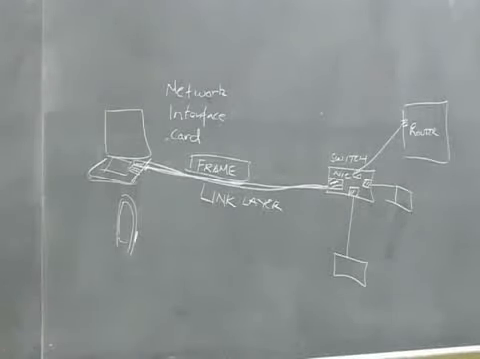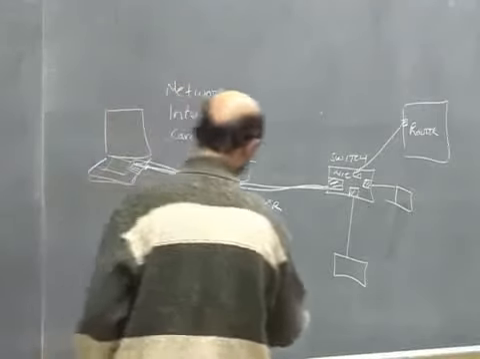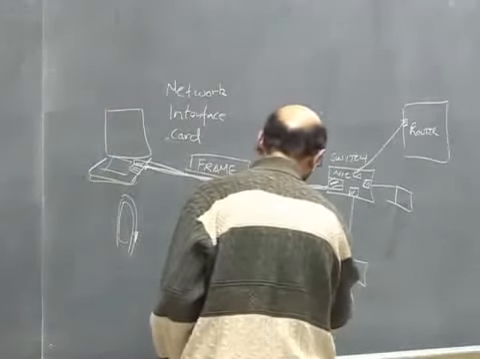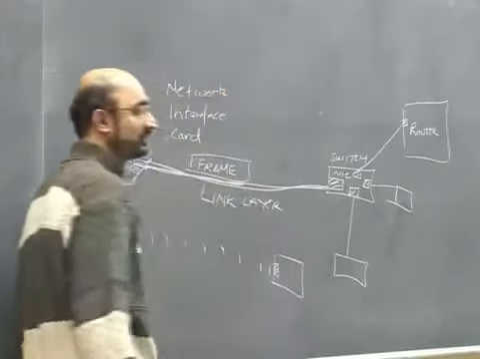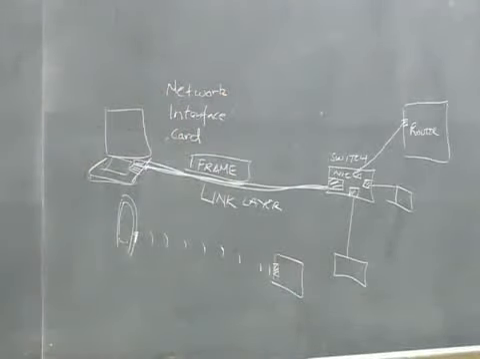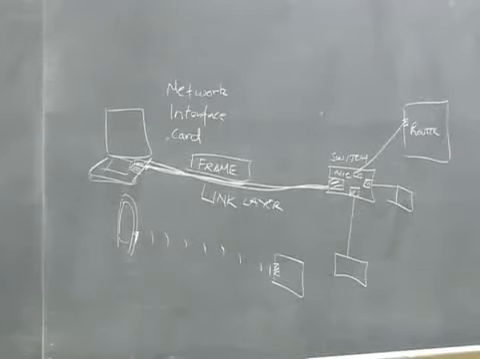Now, it could be wireless, in which case we have a wireless network interface card. Here's an access point, and that will have a wireless network interface card. And then you have wireless communication between the two, but it's still a network interface card. Okay? So we're going to focus really on what these network interface cards do, what these NICs do in the link layer.